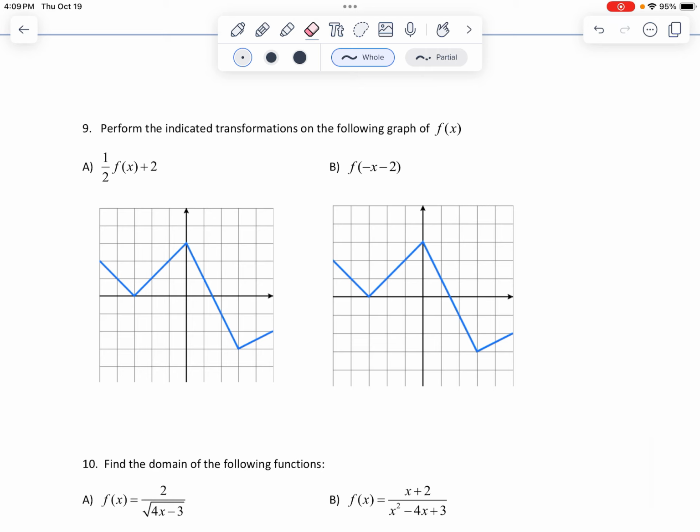Okay, so write down what's happening to the transformation and then go ahead and do it, okay? So this right here means to multiply the y's by 1/2. And then this right here means to go up 2, okay? So if we multiply all the y's by 1/2, let's get some points going here.